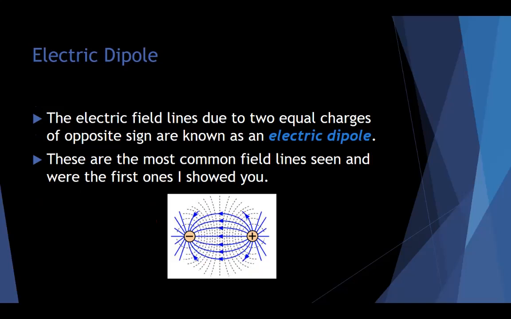Now, we mentioned this a couple of times, and I want to highlight this term just to make sure you understand. The electric field lines due to two equal charges of opposite signs is known as an electric dipole. And these are the most common field lines seen and were the first ones that I showed you.